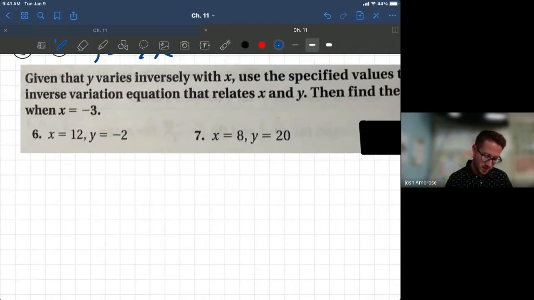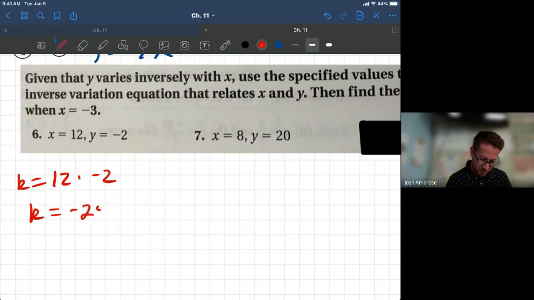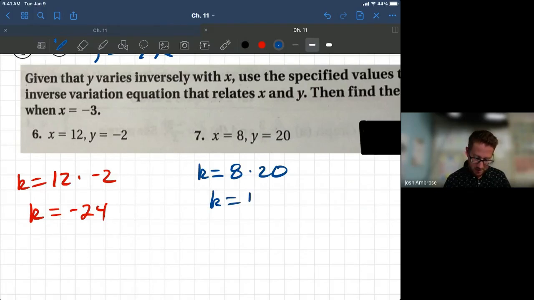All right, so we are going to now write k equals, and for number 6, 12 times negative 2. So k equals negative 24. All right, we'll do number 7 in blue here, kind of doing 2 problems at once. So we're going to say k equals 8 times 20. Therefore, k equals 160. Okay, so that's step 1 for both. Solve for k.